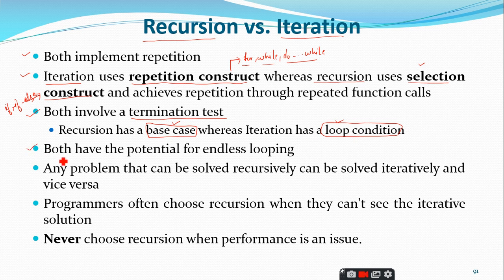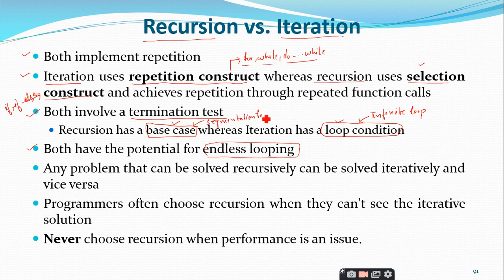And this is very important. I told, right, both of them have the potential for endless looping. So both of them may end in endless looping if you don't specify the termination test properly. In the case of iteration, we call the condition an infinite loop, whereas the problem that arises if you don't give the termination test properly in recursion is a segmentation fault.